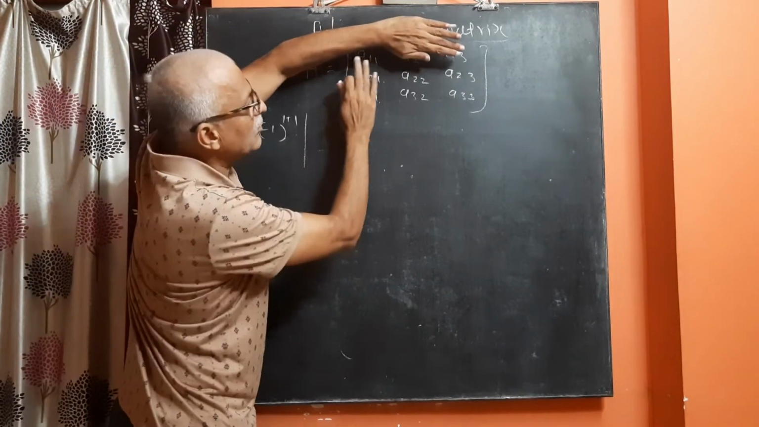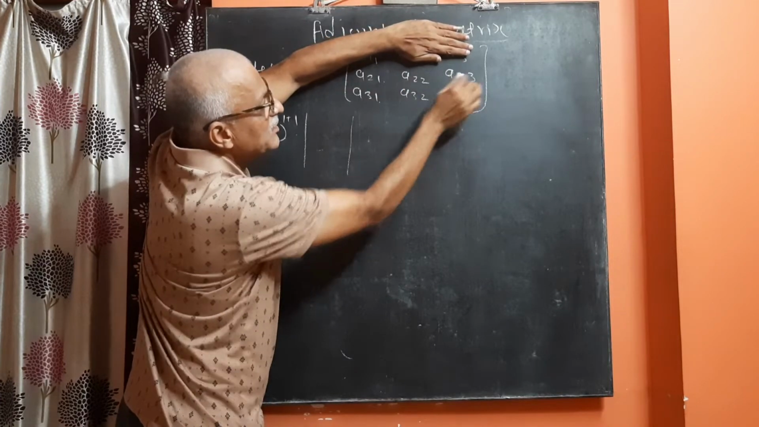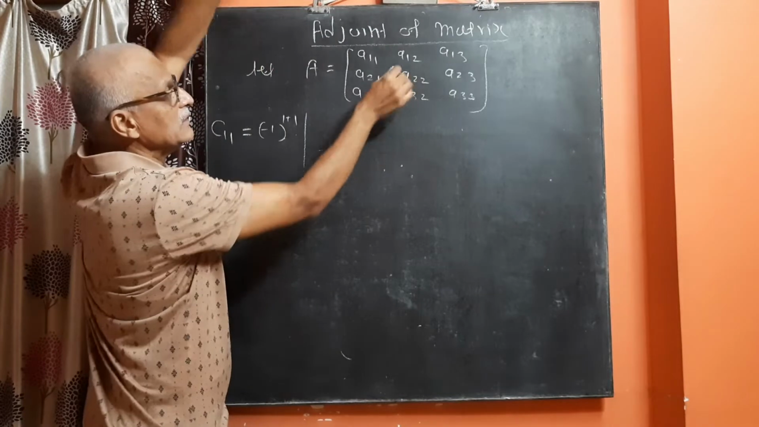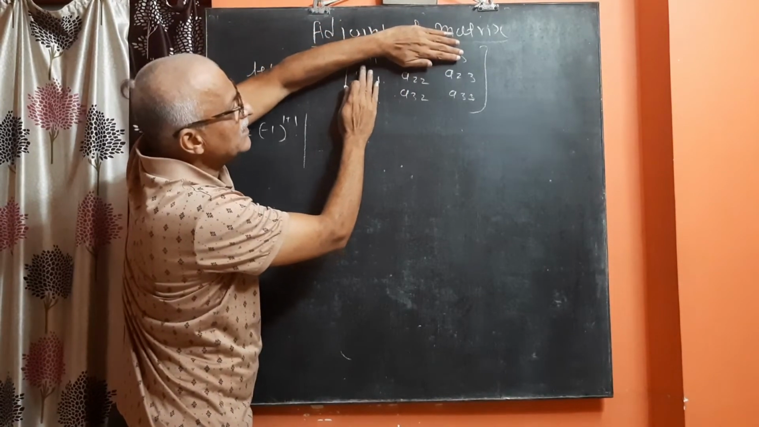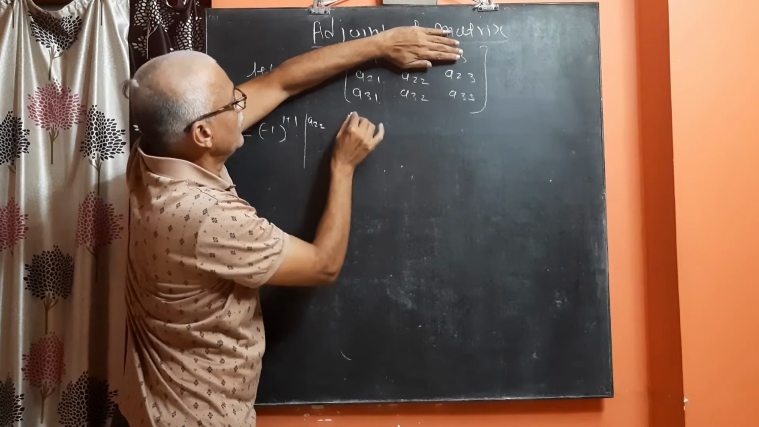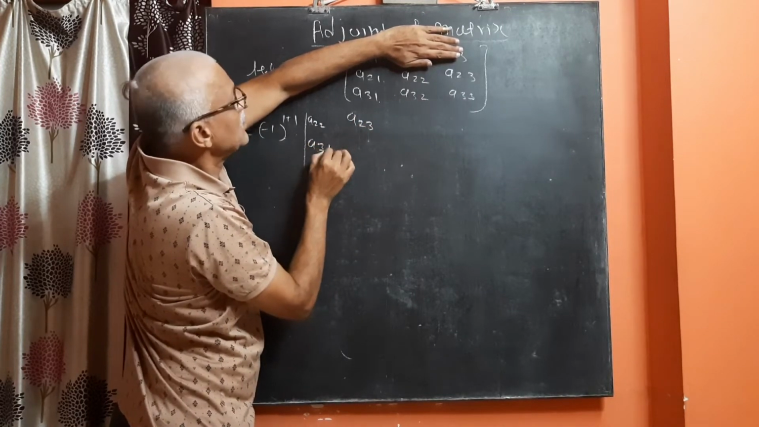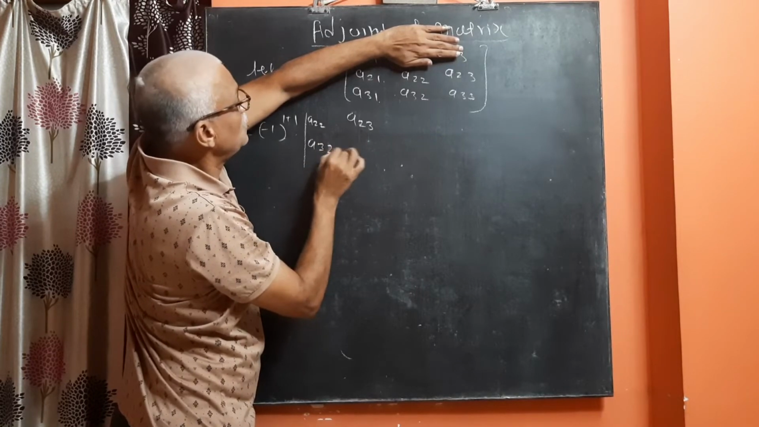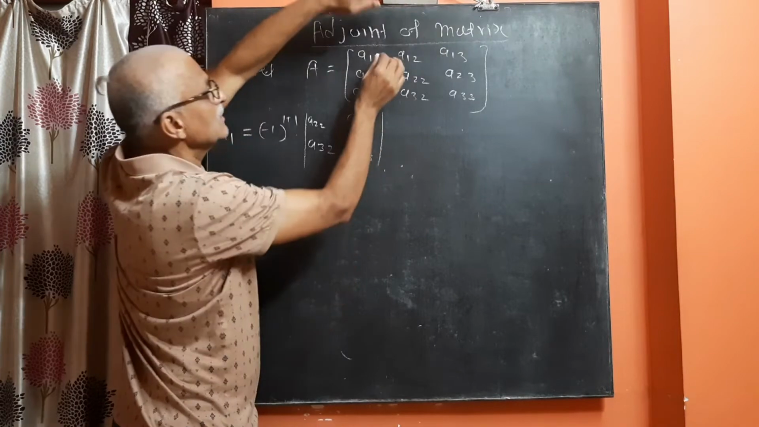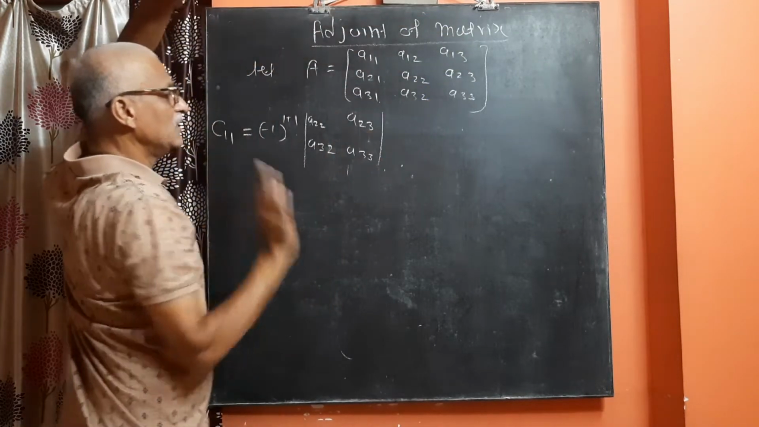skip this row and this column. Whatever determinant remains will form the determinant. Skipping this row and this column, you get A22, A23, then A32 and A33. Skip these, and take the remaining elements in the determinant.